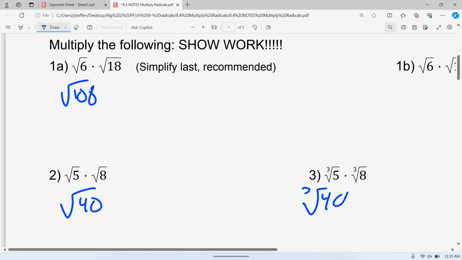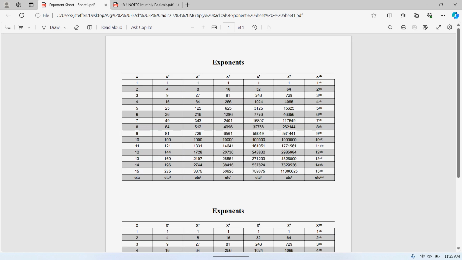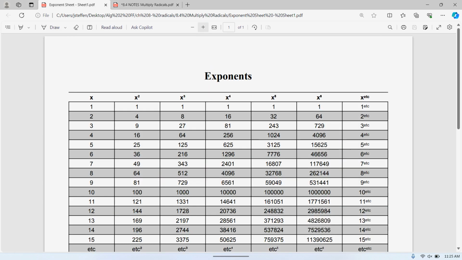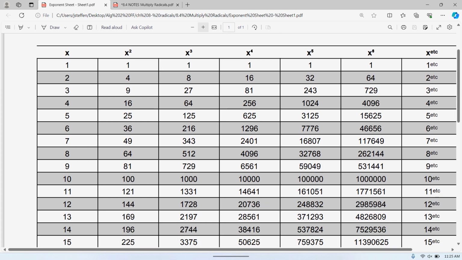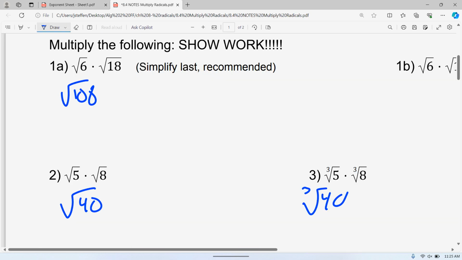However, the part that gets annoying is that once you do that, you can still reduce this radical. So get out your exponent sheet and go through this. Now I'm going to talk about how to actually do these problems and reduce.